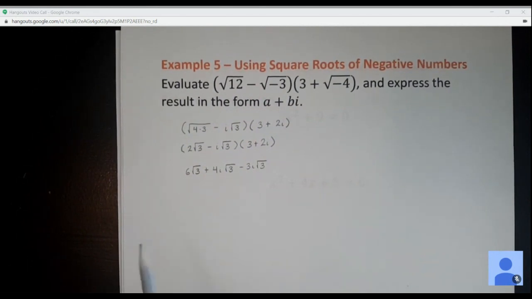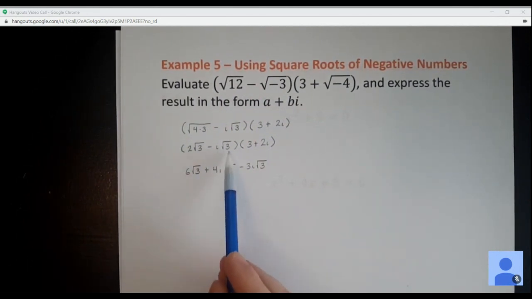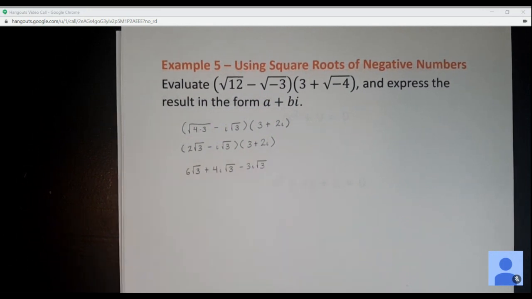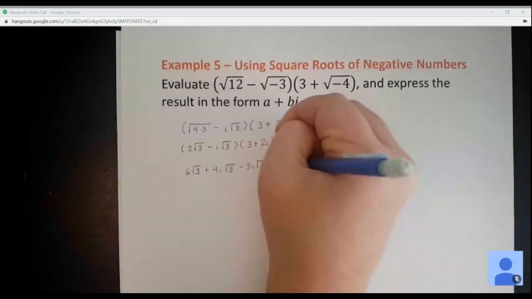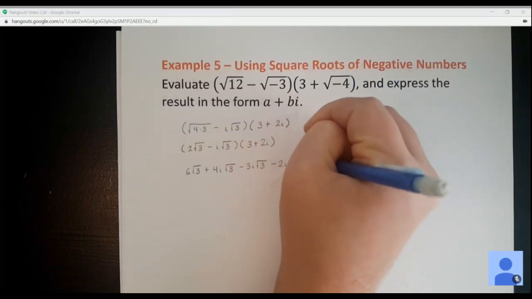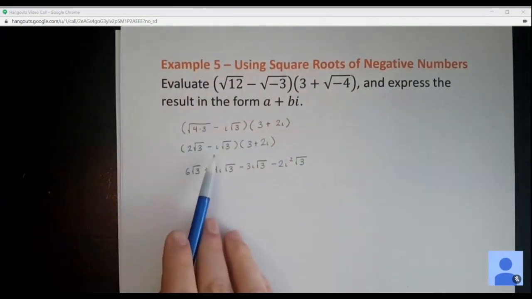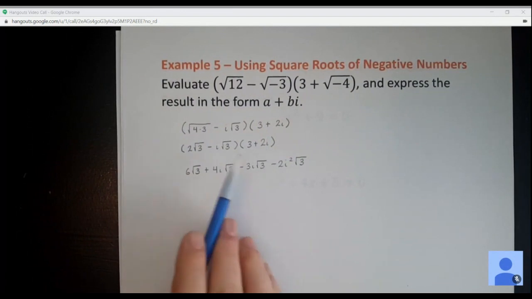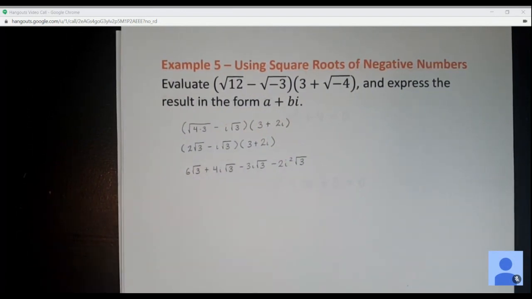And then finally, we have to do our last terms. So we have this negative i square root of 3 times a 2i. What do you think we're going to get with that? Perfect. Negative 2i squared times the square root of 3. So we have a negative i times 2i is negative 2i squared, and then we have that square root of 3 that we have to keep there. Any questions up to that point?